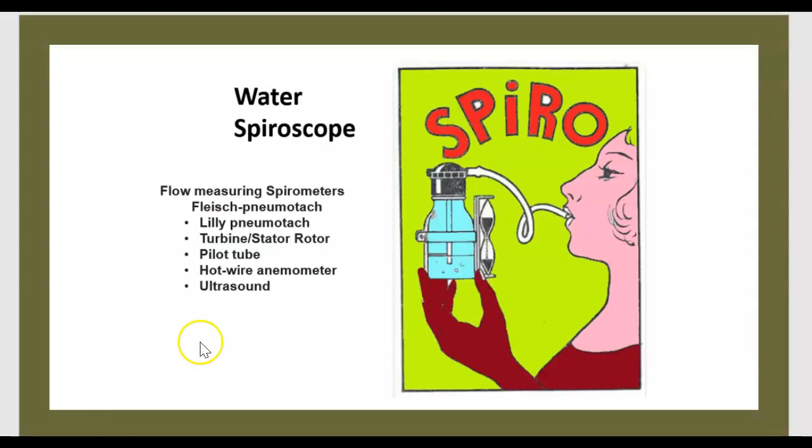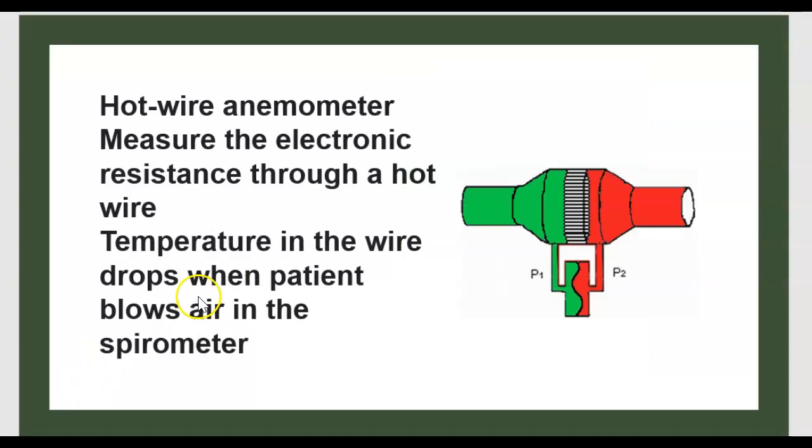Spirometry prototype. The ancestor of spirometry is the water spiroscope. Right now, there is a fleisch pneumotach, Lilly pneumotach, turbine, stator rotor, pitot tube, hot wire anemometer, and ultrasound. Hot wire anemometer measures the electronic resistance through a hot wire. The temperature of the wire drops when the patient blows air in the spirometer.